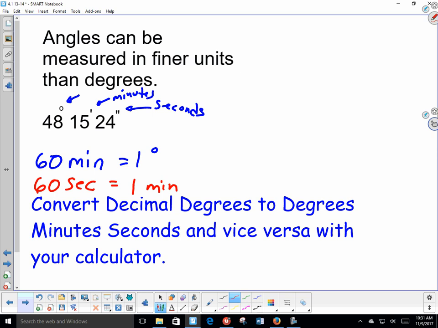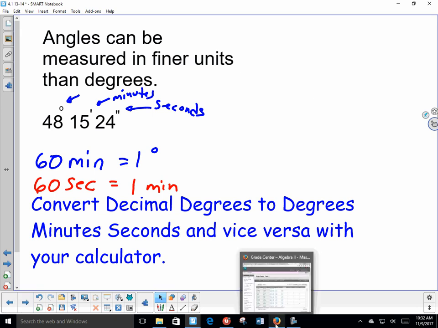So if we want to convert 48 degrees, 15 minutes, 24 seconds into decimal degrees, we're going to convert decimal degrees to degrees, minutes, seconds, and vice versa. And we're going to use our calculator to do this. We could learn how to do it by hand, but we have the TI Inspire, so let's use that.